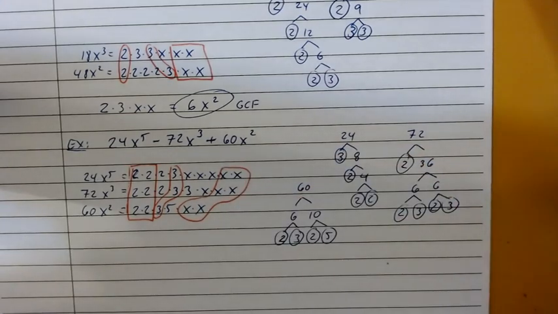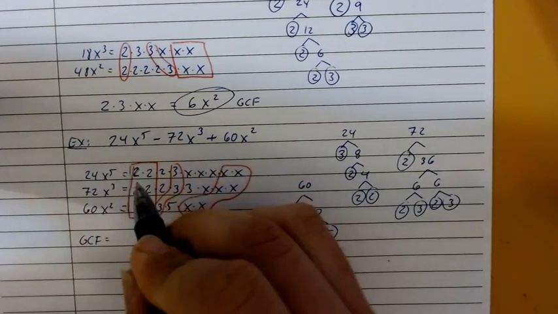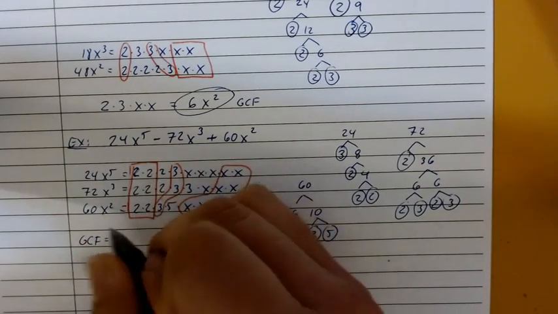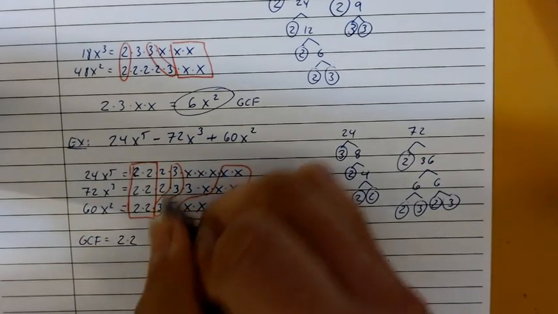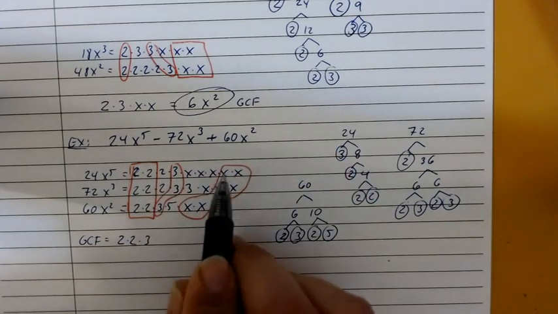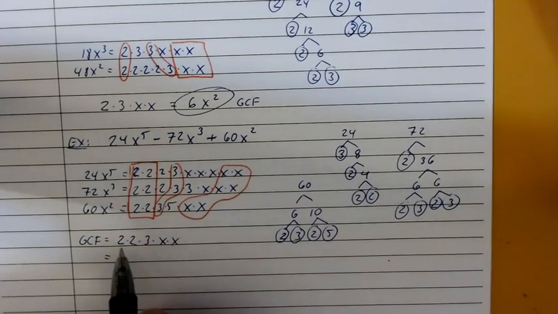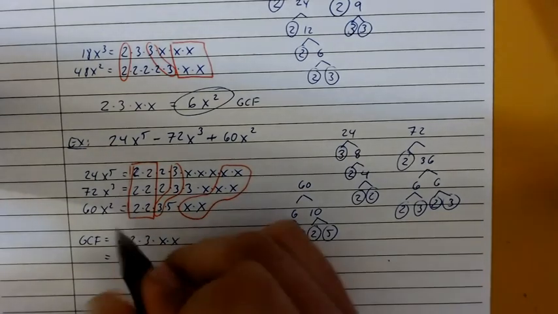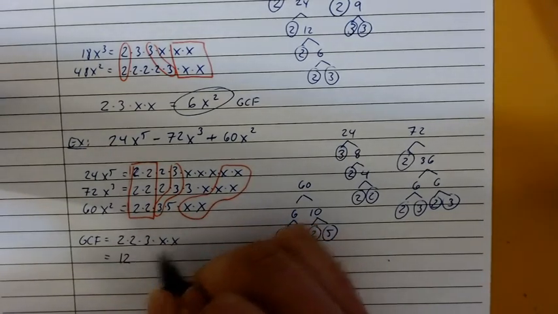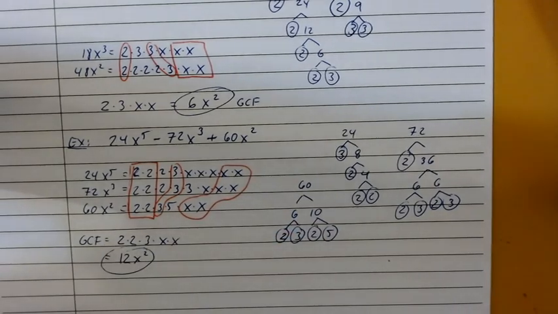All right, so there we go. So let's put that all together. The greatest common factor, the GCF, is going to be 2 times 2. Right? They all share a pair of 2s. They all share a 3, so 2 times 2 times 3. And then they all share a pair of x's, so times x times x. So that's going to be 2 times 2 is 4. 4 times 3 is 12. And then x times x is x squared. So this is our GCF.